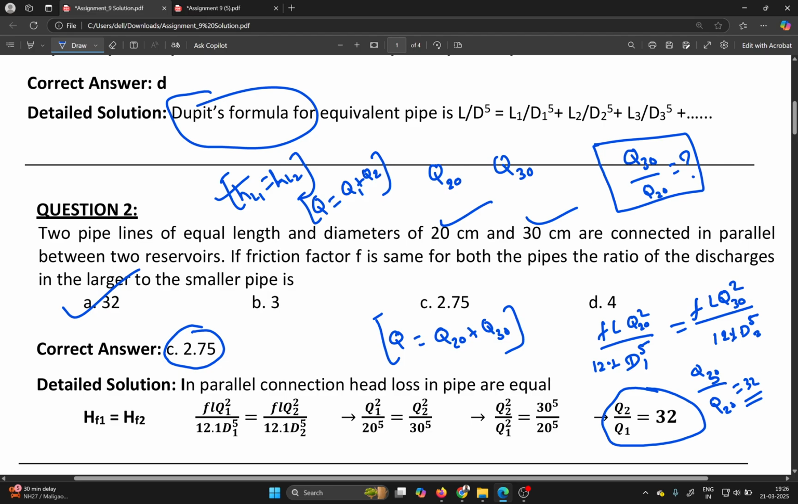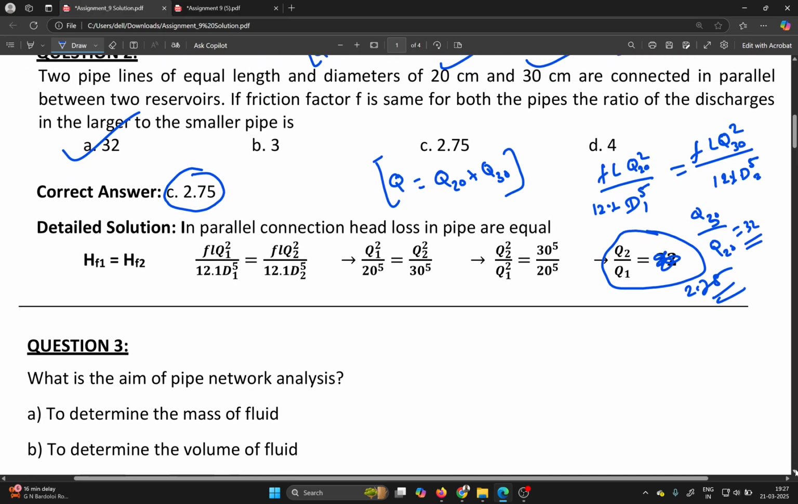So 30 by, okay, power 5 square root. Yes, option C will be correct, not 32. 2.75. Okay, we'll move on to the next question.